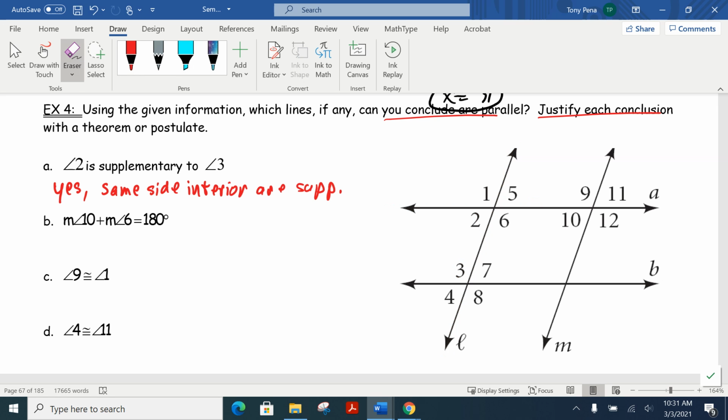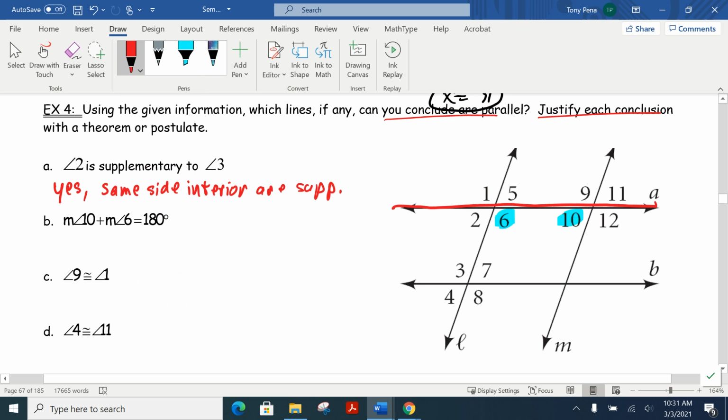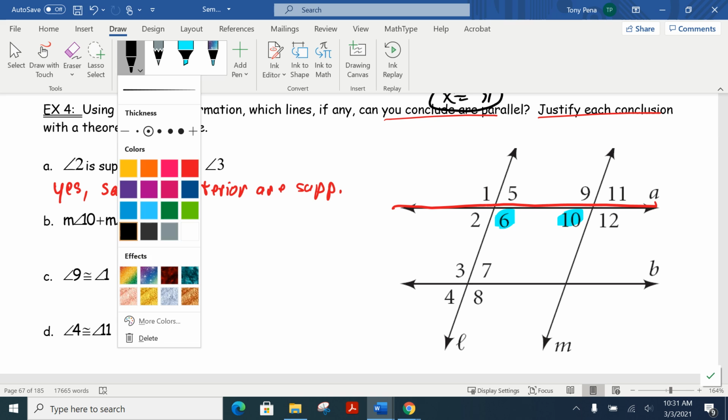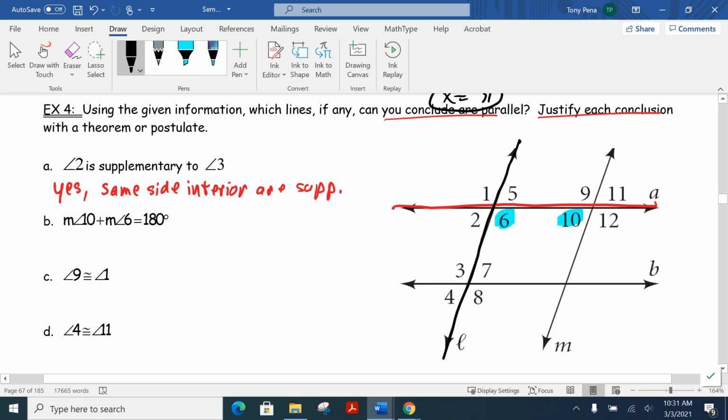All right, let's go to the next couple. Measure of angle 10 and angle 6. So those angles are created by this as your transversal, and then these 2 lines. Oh wait, I gotta actually write down what they are. So for this one, 2 and 3, you would say that line A is parallel to line B, because those are the same side interior. Okay.